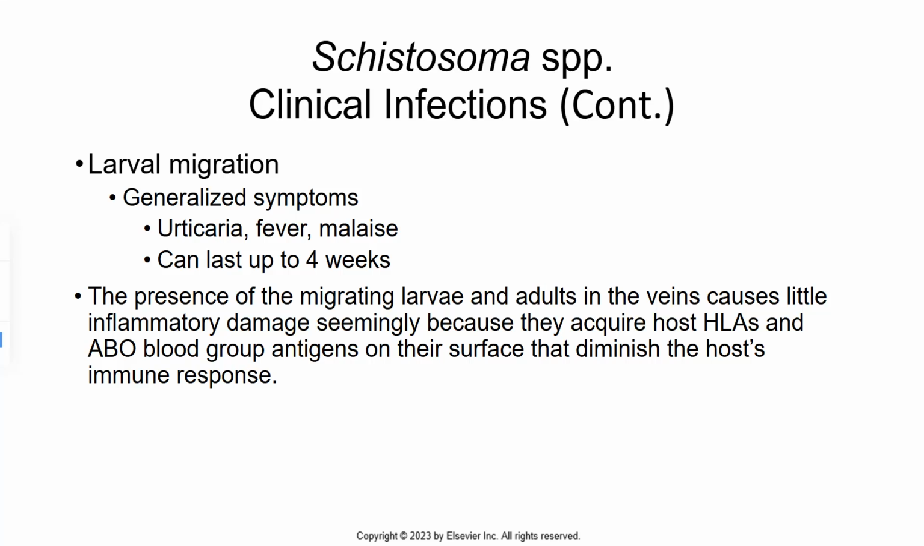So during larval migration, there's generalized symptoms. Urticaria, fever, malaise can last up to 4 weeks. The presence of the migrating larvae in adults in the veins cause little inflammatory damage, seemingly because they acquire hosts' HLAs and ABO blood group antigens on their surface that diminish the host's response. So while these guys are migrating through your bloodstream, they're actually taking your own blood proteins and coating them on their backs so that they can go undetected.